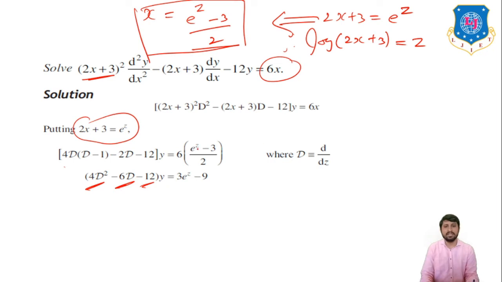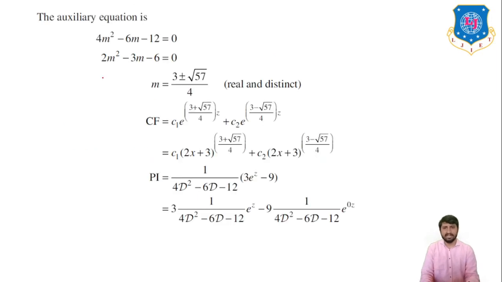So 6 into e raised to z minus 3 divided by 2. So 3 e raised to z minus 9. Okay. In this auxiliary equation, 4m square minus 6m minus 12, so 2m square minus 3m minus 6 is equal to 0. So m, now here we have complex root. See, a is equal to 2, b is equal to minus 3. Okay, this is your a, this is your b, and this is your c. C is equal to minus 6.